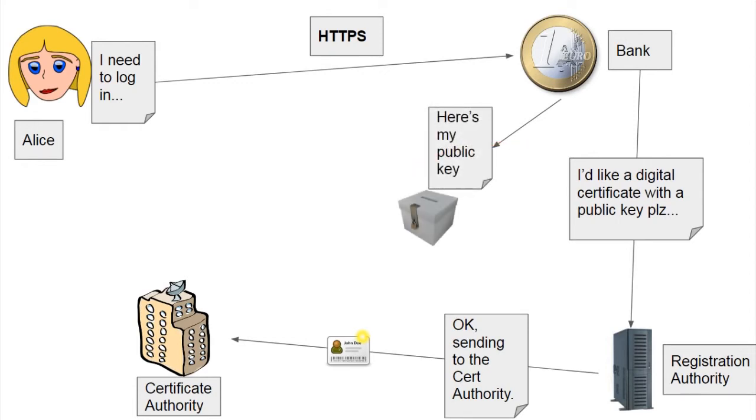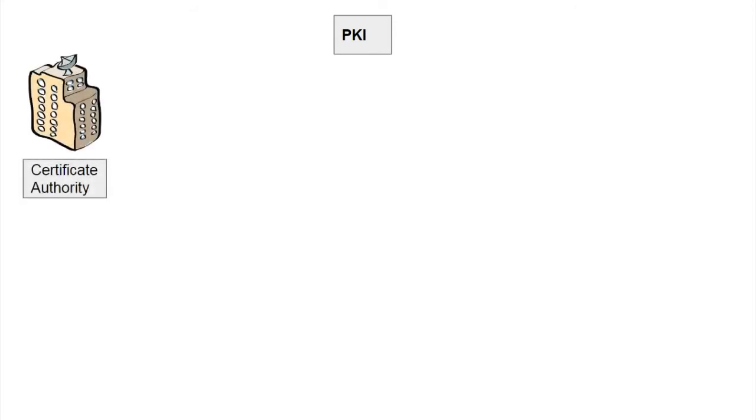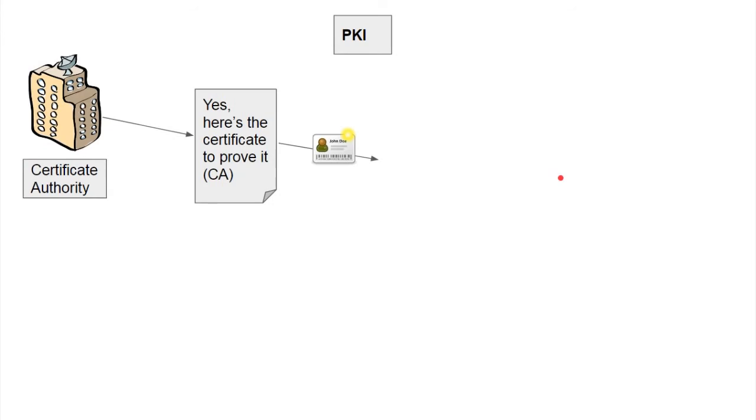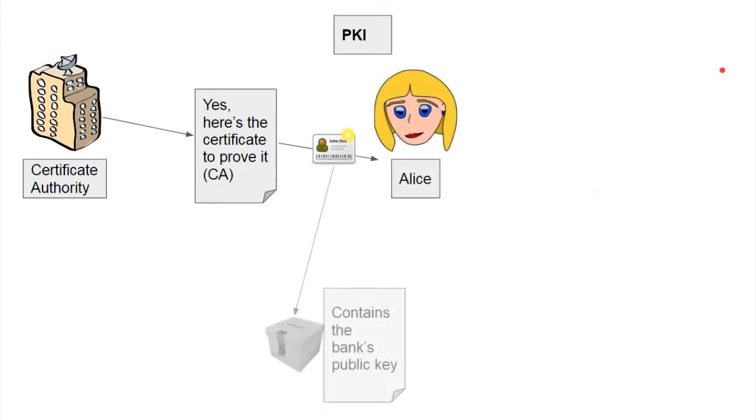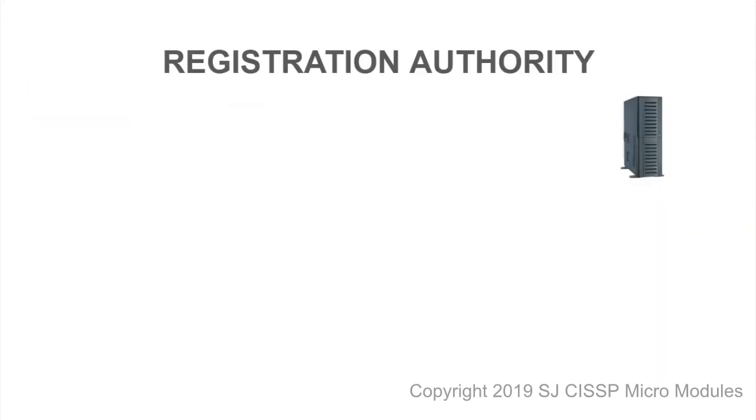When Alice receives the bank's public key, her browser verifies the certificate with the certificate authority. She does this to confirm that the public key belongs to the bank. At this point, Alice feels confident that she can use the bank's public key to wrap or encrypt her new symmetric key. So remember that the digital certificate contains the bank's public key, and she's going to wrap the new symmetric key within the public key.